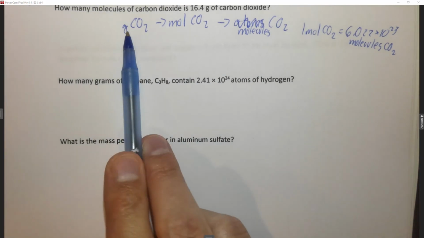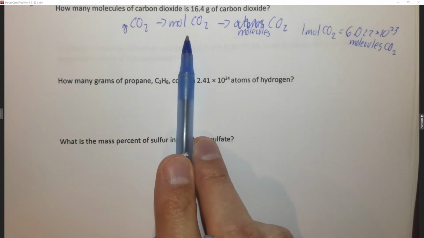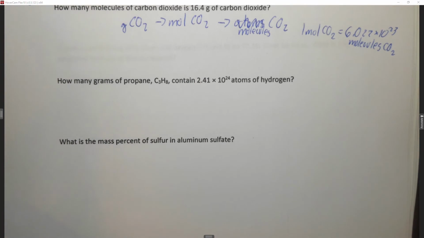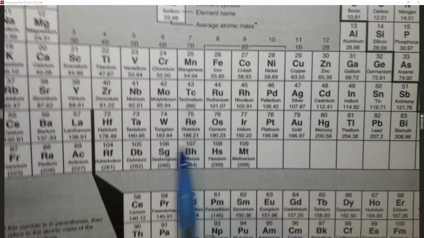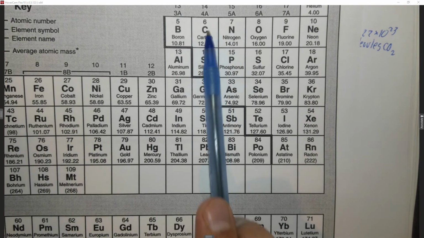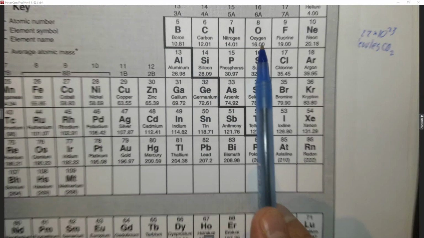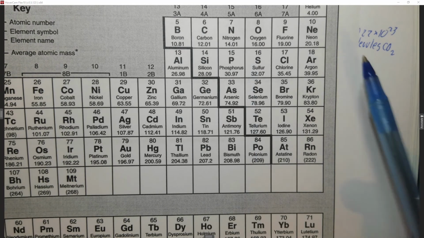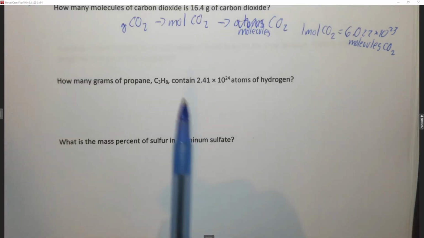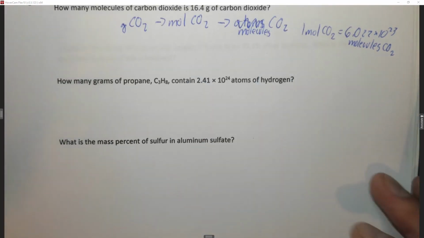So to go from grams of CO2 to moles of CO2, we're going to use the molar mass. You can do this two ways. You could either Google the molar mass of CO2, or you could just look here: you have a carbon, 12.01, plus 2 times 16.00, which gives you 44.01. It's a small molecule, so it's not that hard to calculate.